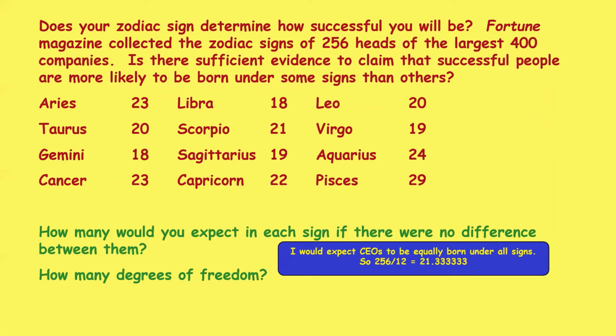So how many degrees of freedom do we have? Again, degrees of freedom for chi-square is categories minus 1. Well, how many categories, how many signs do we have? We have 12 signs. So 12 minus 1 is 11. So we have 11 degrees of freedom.